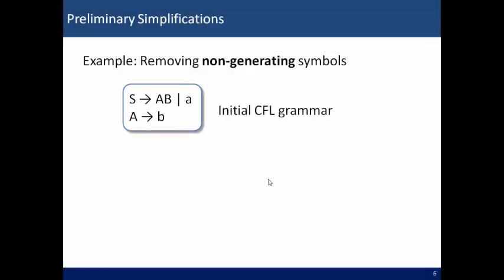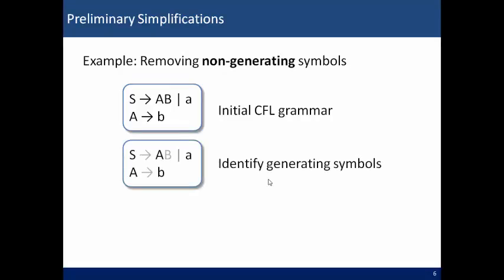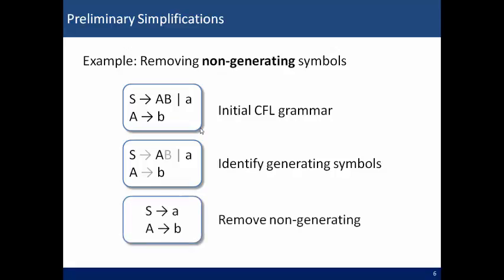How to remove a non-generating symbol? For example, given a grammar, first we have to identify the generating symbols. Here A is generating, but B is not generating any sentential form or any terminal symbol. So B is treated as a non-generating symbol, and we can remove the production S tells to AB.